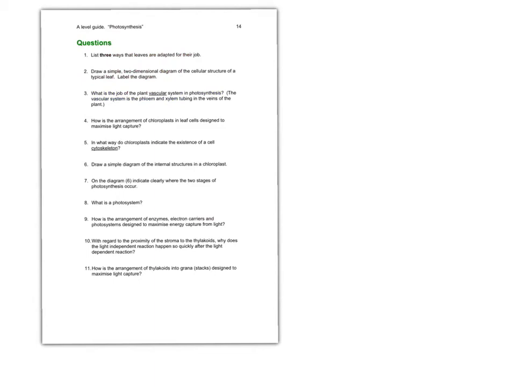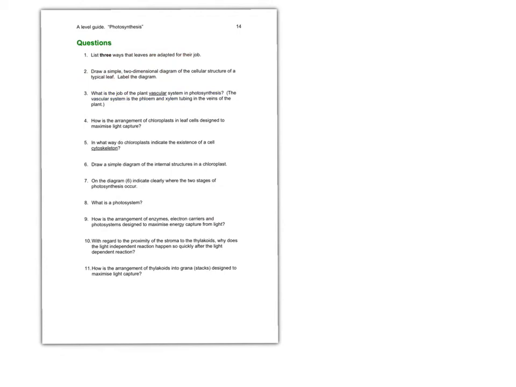In what way do chloroplasts indicate the existence of a cell cytoskeleton? That's mentioned here. I'll give you a clue. It has to do with the evidence that the cytoskeleton is important in photosynthesis, which is in the blending experiment that the workbook mentions, taking leaves and blending them in a blender.